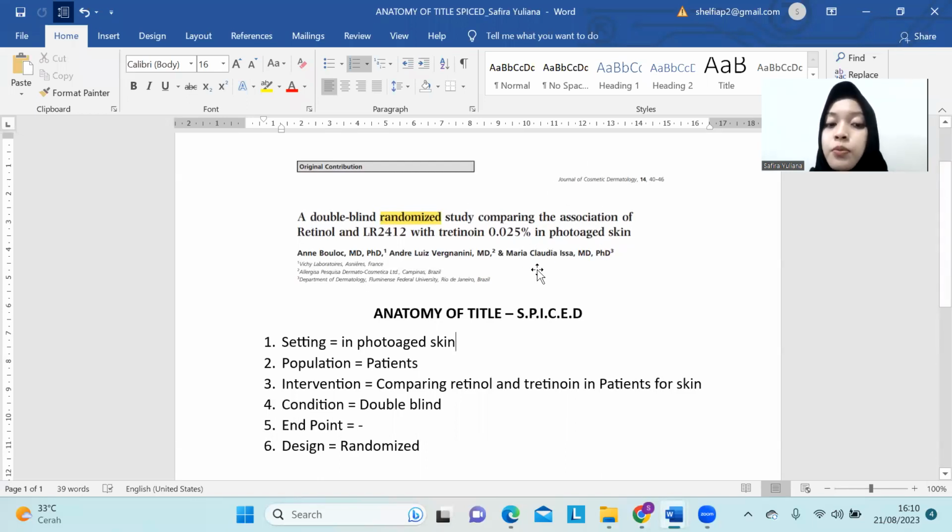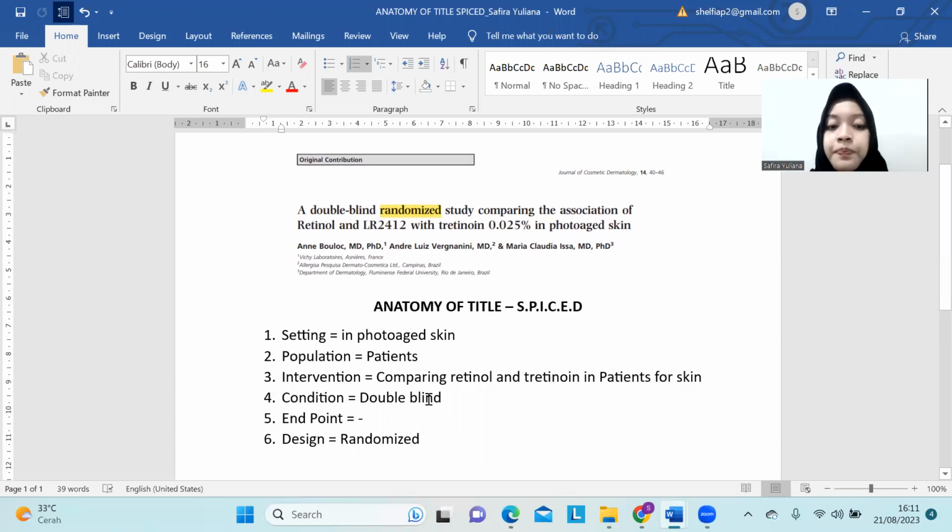And number 2 is the population. The population is the target of the research work and needs to be explicitly stated, and the population is the patients. And next, number 3, there is an intervention. The intervention is a key element of any clinical trial, and the intervention is comparing retinol and tretinoin in patients for skin.